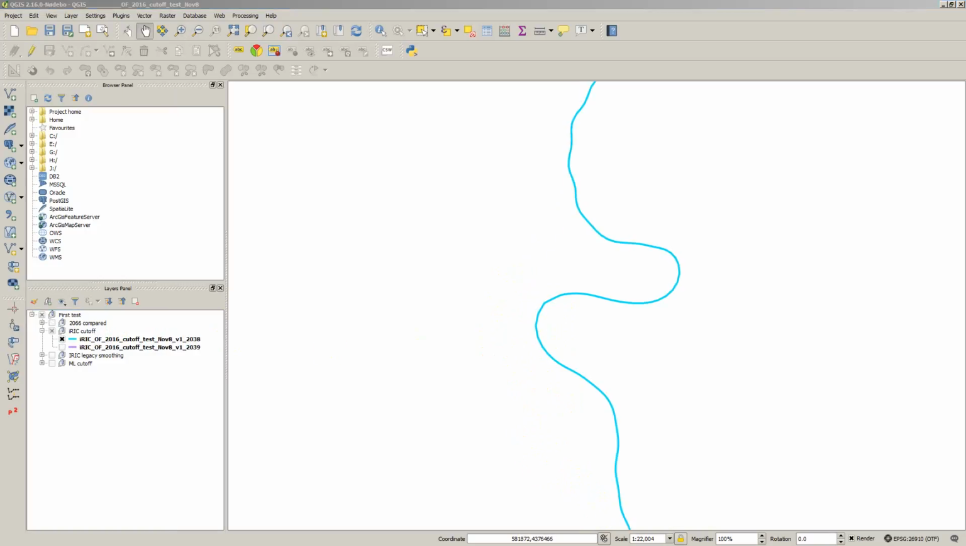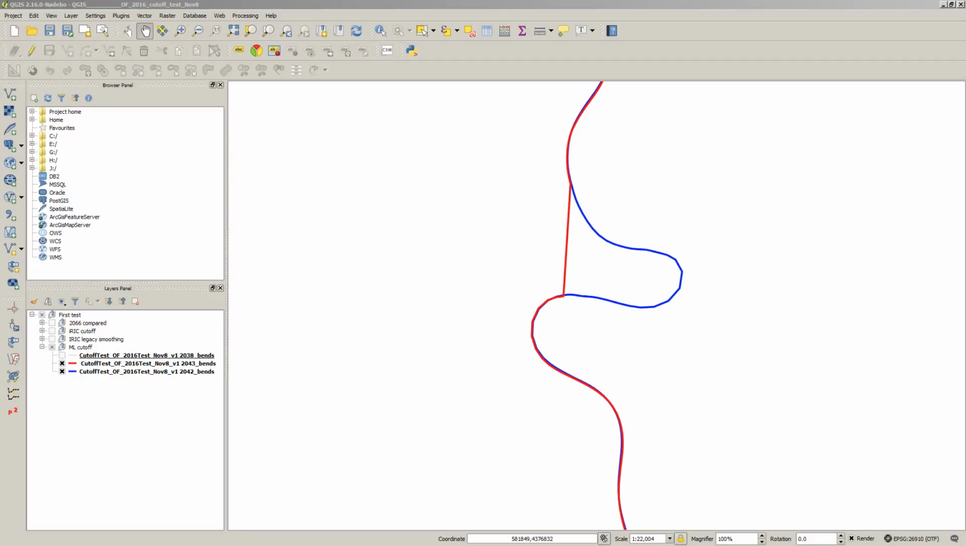Now I'm going to show you the results from iRIC. I isolated the time when it cut off. So this was year 2038 in iRIC, and there's year 2039. So it cut off between 38 and 39 in iRIC.